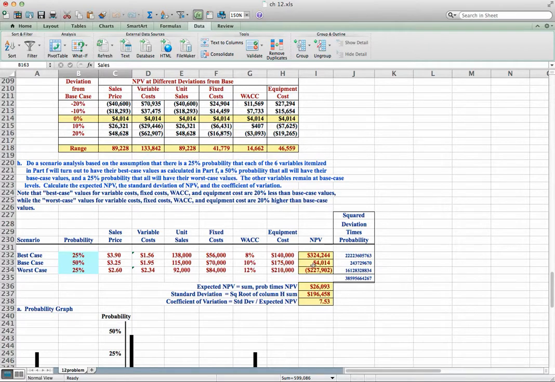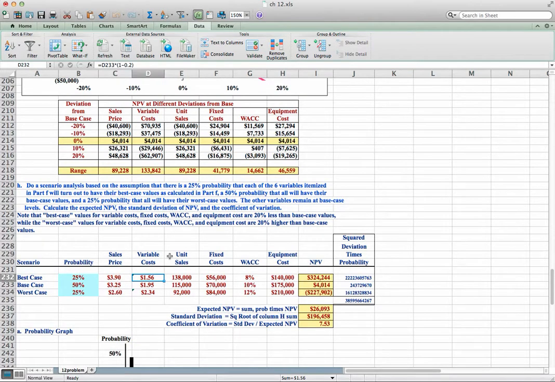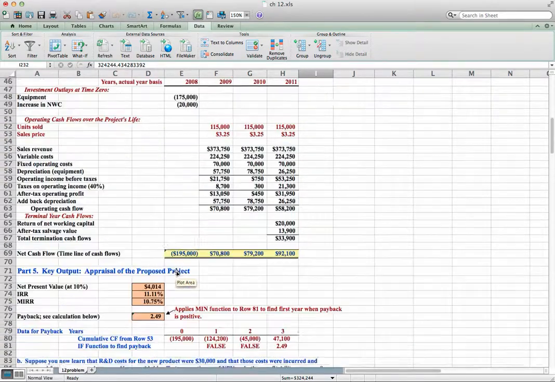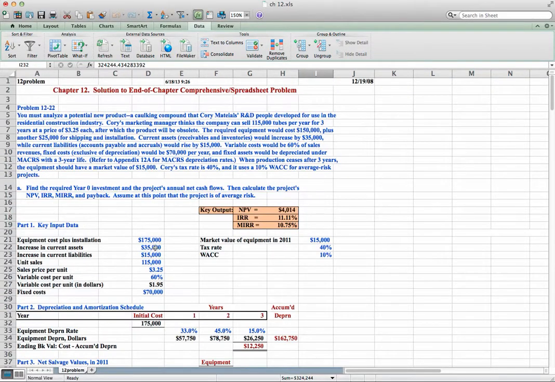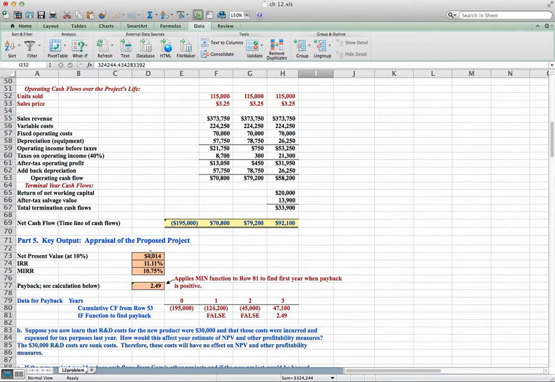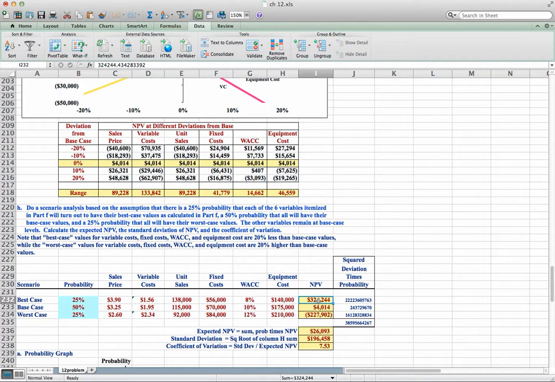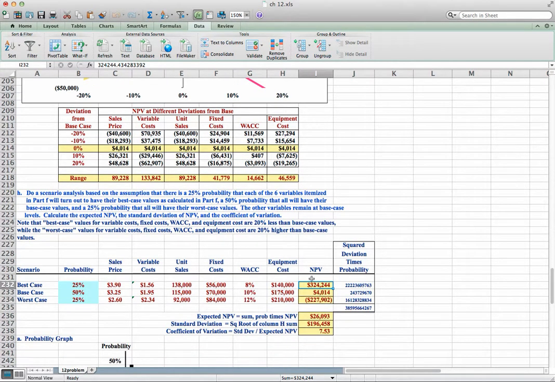So our base case is going to be what we got at the very beginning. Our best case scenario will be when our sales price is at its best and our costs are at the lowest. So you'll need to go up into your key input data, put the very best case in and the very worst case in, solve for your NPV, and then copy and paste it down here in the data in your scenario analysis. And do that for the worst case.